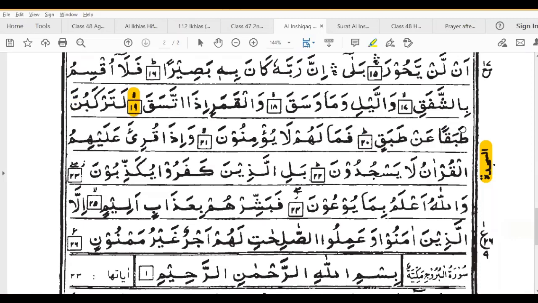تركبن طبقا عن طبق. Excellent. Well done. Really nicely read.